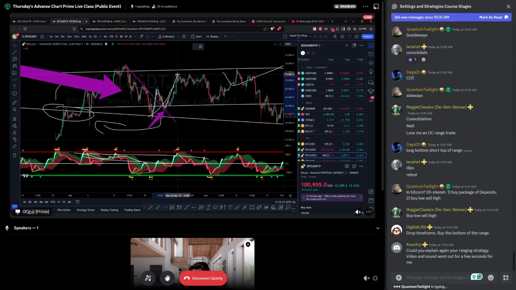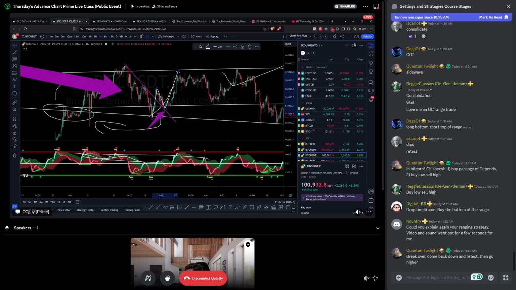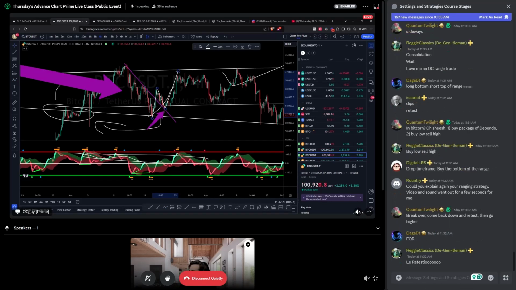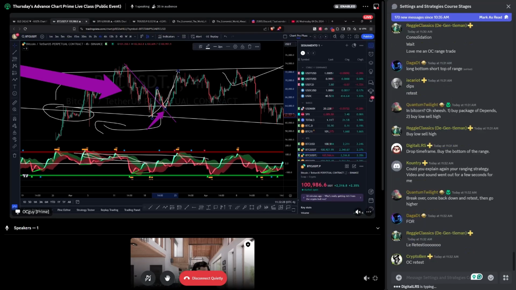And where is your entry? Exactly. It's not about the breakout, it's about the retest. And there you go. And boom shakalaka, right? And boom shakalaka. You heard it here first. Bitcoin is going to zero.